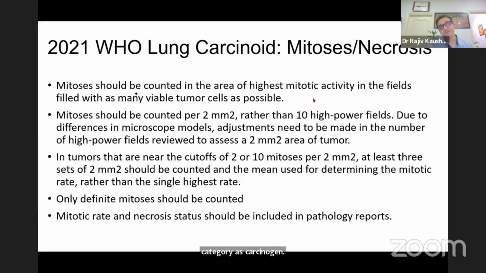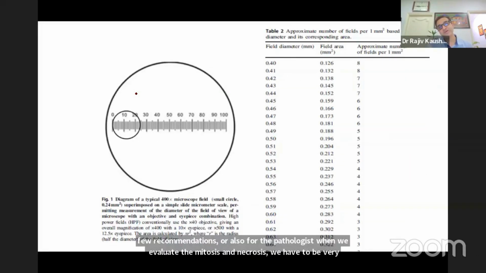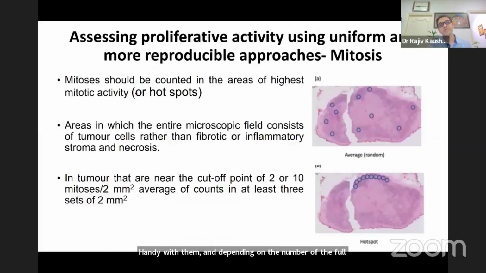A few recommendations are also for the pathologist when we evaluate mitosis and necrosis. We have to be very careful. The recommendation now is not to use 10 high power fields because the field diameter of microscopes varies. So this is the chart which the pathologist should keep handy, and depending on the field diameter of the microscope they are using, they should calculate the mitosis.